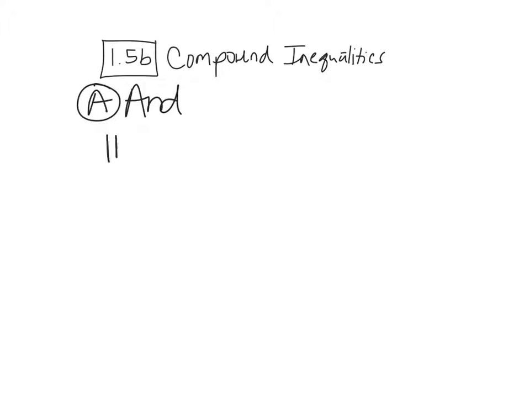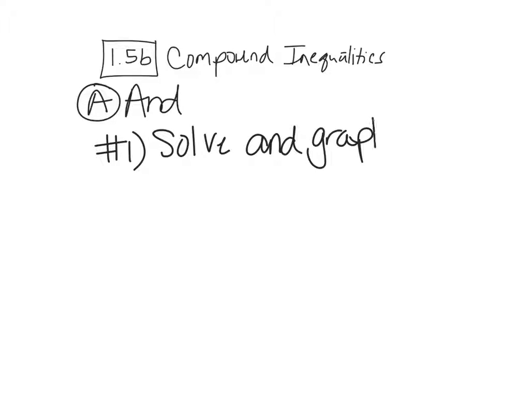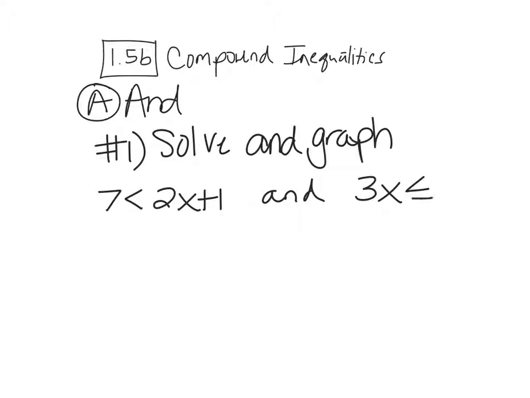Number 1. And these problems, I didn't assign too many because you actually have 2 problems for each problem. There's 2 of them, right? We're doing compounds. All right, we're going to solve and graph. Solve and graph. 7 is less than 2x plus 1, and 3x is less than or equal to 18. So these go together.